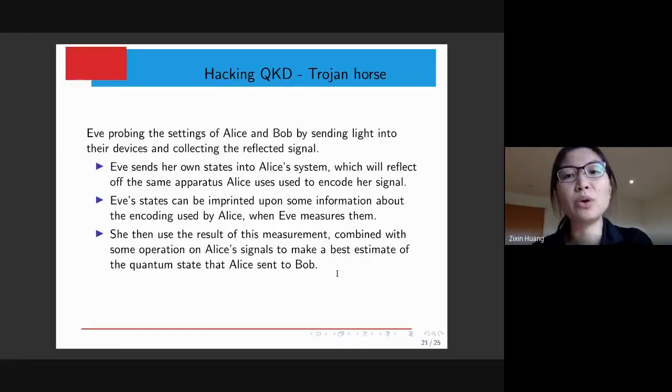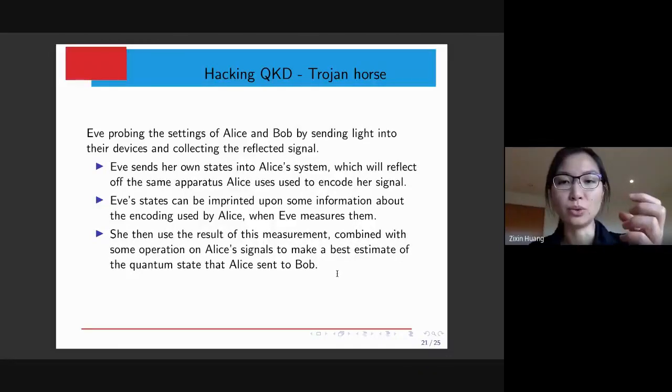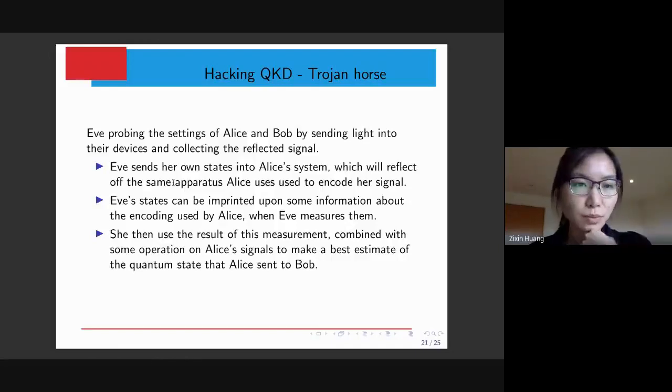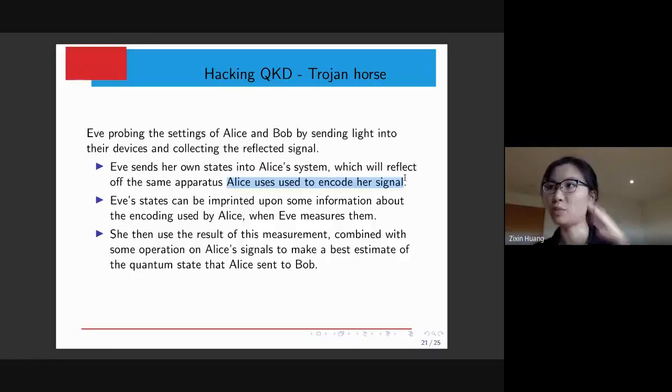So the next attack we want to talk about is the Trojan horse attack. As its name suggests, here Eve wants to send some of her signals into Alice's preparation device in the hope that she'll collect some information. Eve is probing the settings of Alice and Bob by sending light into the devices and collecting the reflected signal. Eve can send her own states into Alice's system, which will reflect off the same apparatus that Alice uses to encode her signals. So here, Eve is tapping into Alice's preparation device. Remember, when Alice is alternating between the X and the Z bases, there is a physical device that is making that change.